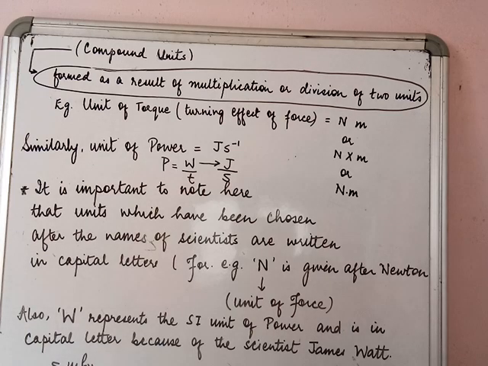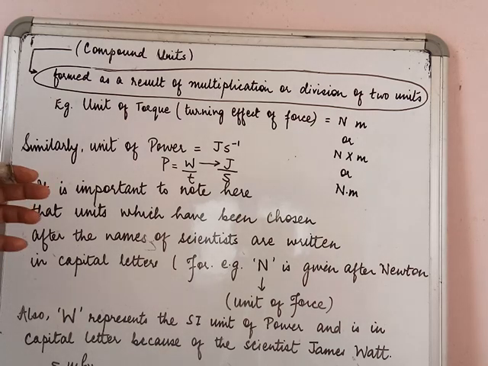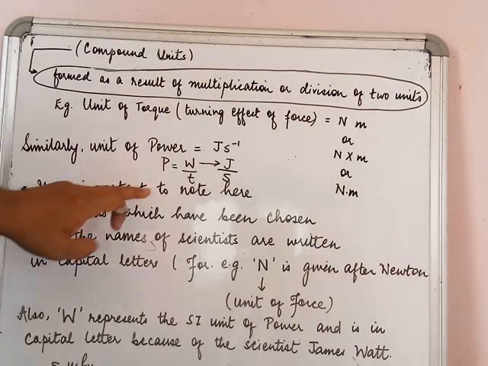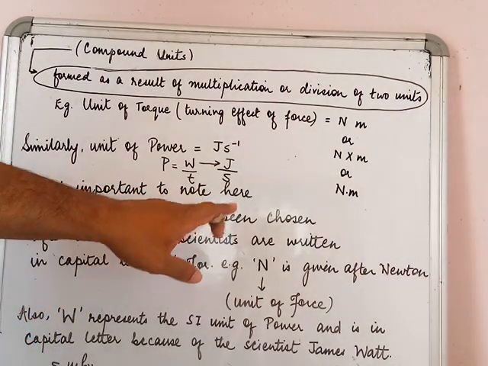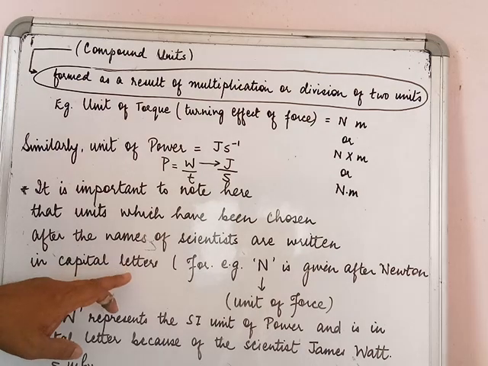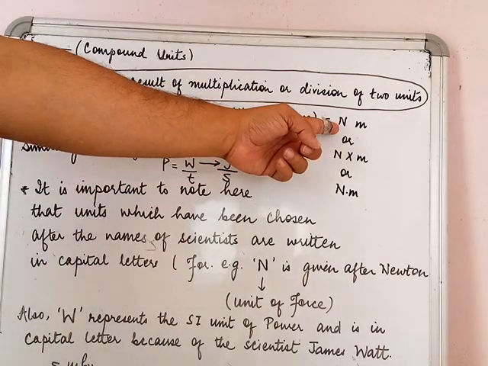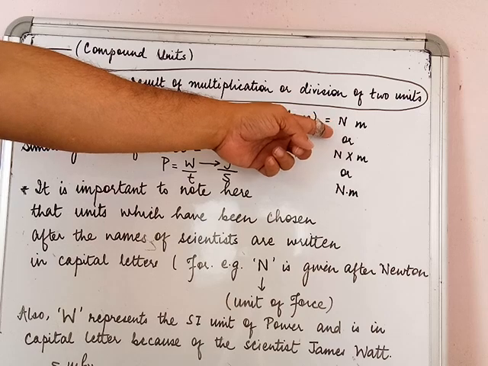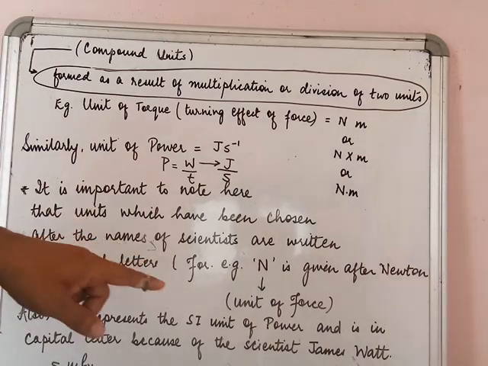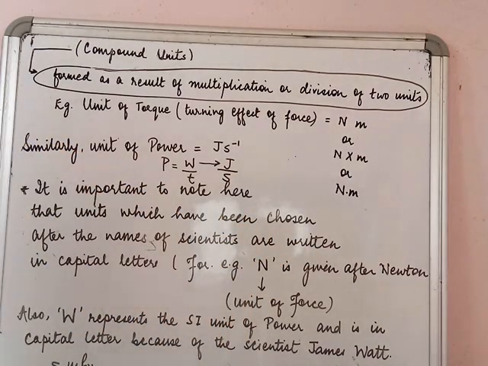Now, one more thing that you must be wondering about is that we are using small letters for denoting some things, whereas we are using capital letters to denote some other units. Here is the point that you have to keep in mind. It is important to note that units which have been chosen after the names of scientists are to be written in capital letters. If you see over here, I have represented N in capitals because this capital N stands for Newton, which is again the name of the famous scientist Sir Isaac Newton.